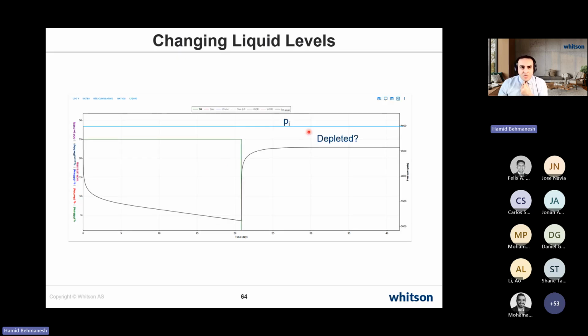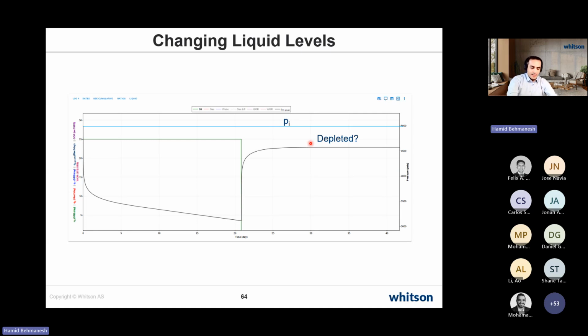So there's another issue. It could simply be gauge malfunction during our recording. In this example, they conducted a static gradient prior to the drawdown test, and they came up with a very good estimate of initial pressure. But when they drew down and built it up, they found the buildup plateaued at a pressure lower than initial reservoir pressure. So is it really depletion, or could the gauge be malfunctioning?